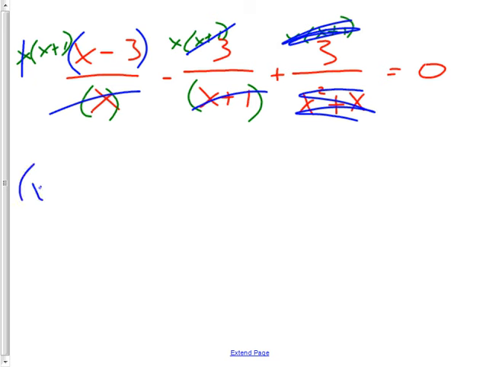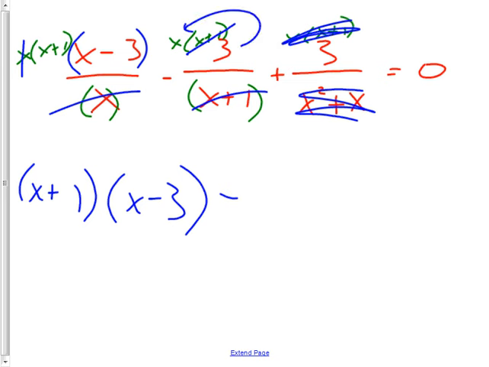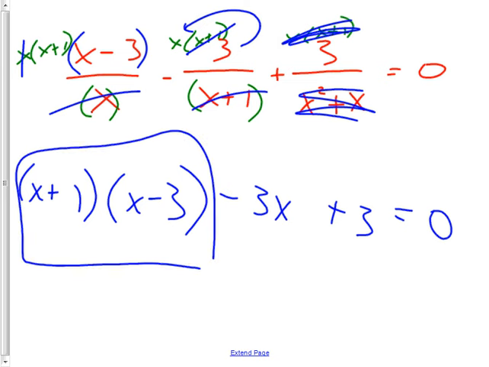So I got to do x plus 1 times x minus 3. And then minus 3 times x makes 3x. Plus 3 equals 0. So once I get this all multiplied out, I can add some like terms together. It'll be a quadratic. From there, you're going to get a couple answers. Once you finally get your quadratic formula done and you got a couple answers, one of them probably crashes the function and is therefore extraneous.